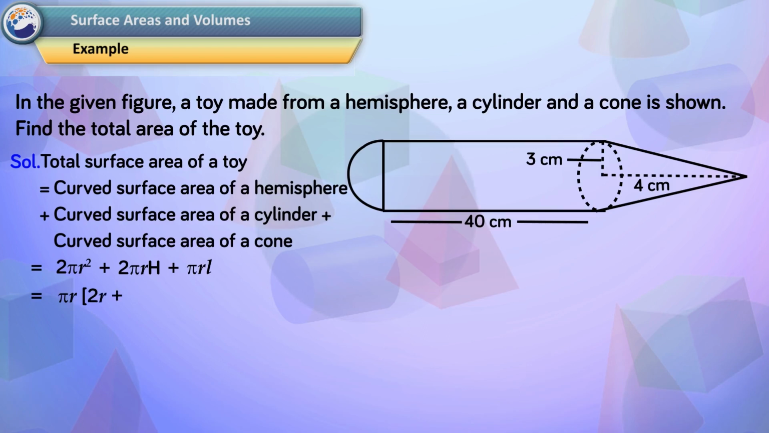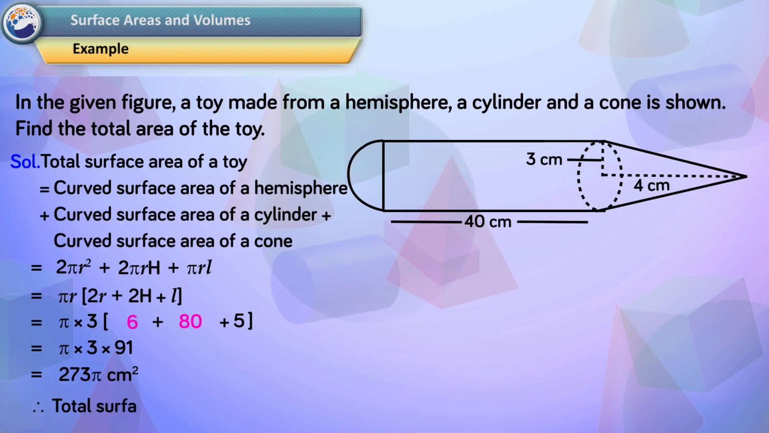Therefore, 2 pi r square plus 2 pi r h plus pi r l is equal to pi r into (2r plus 2h plus l), which is equal to pi into 3 into (2 into 3 plus 2 into 40 plus 5). Here, 2 into 3 becomes 6 and 2 into 40 becomes 80, which gives pi into 3 into 91, that is 273 pi square centimeter. Therefore, the total surface area of the toy is 273 pi square centimeter.